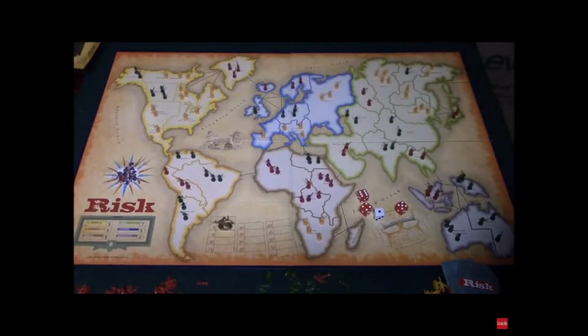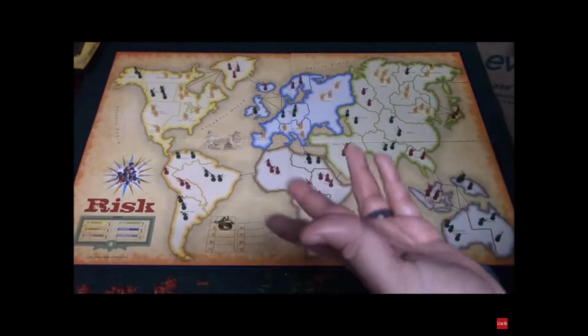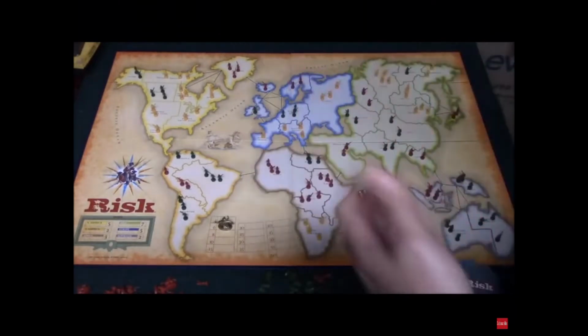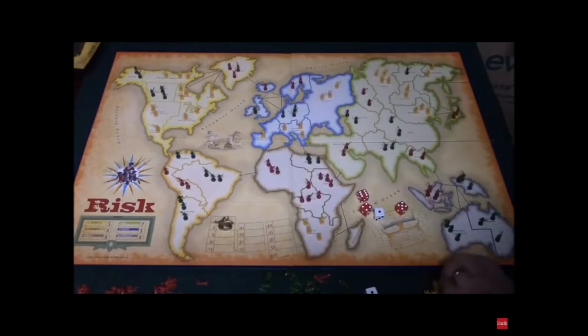In two, they can move. And so then Green's going to go ahead and decide who else he wants to attack. And let's just say he decides he's done attacking everybody.